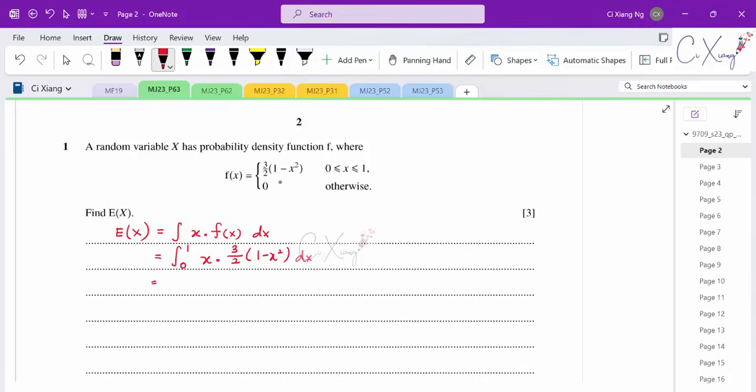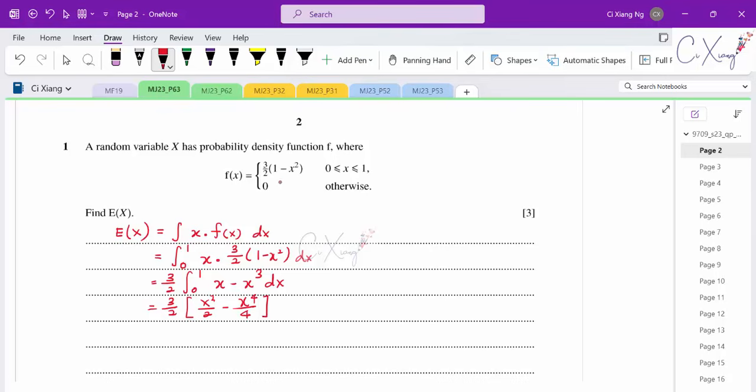Okay, then for me personally, I prefer to take out the constant before I do any integration. So multiplying the x inside the bracket, I'm having x, then minus x power 3. Okay, then only I start the integration now. Integrate x, I'm having x squared over 2, which you learned in AS pure maths before, right? Integrate x power 3, you're having x power 4 divided by 4.